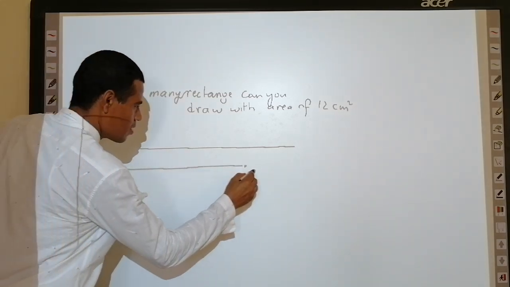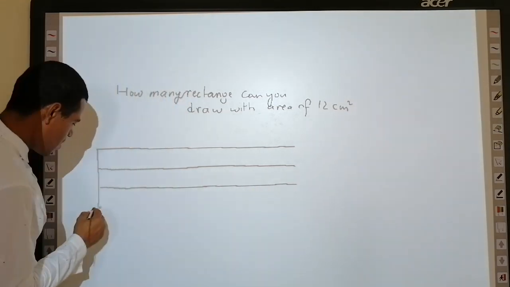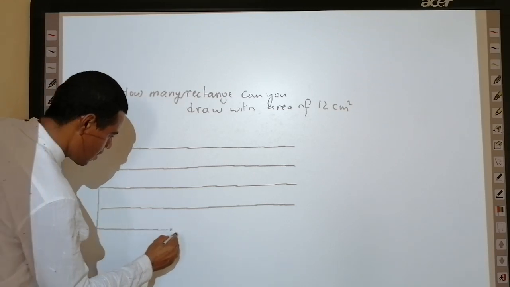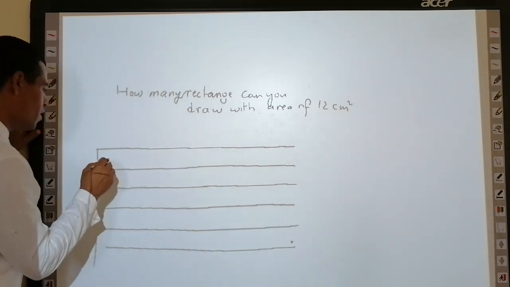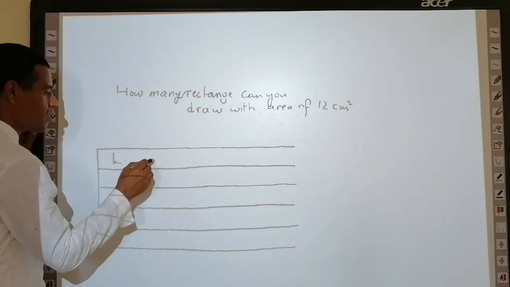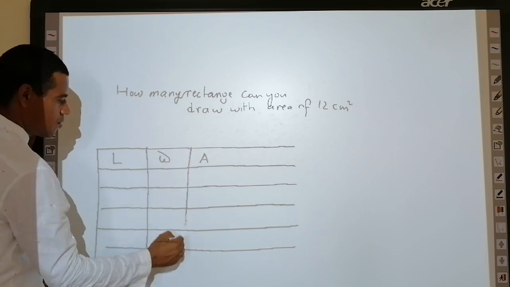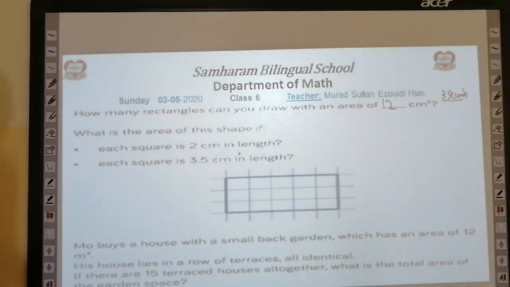This is shape 1, this is shape 2, this is shape 3, that will have a length and width, and so on. So this is my length, this is width. This is area, which is length multiplied by width.